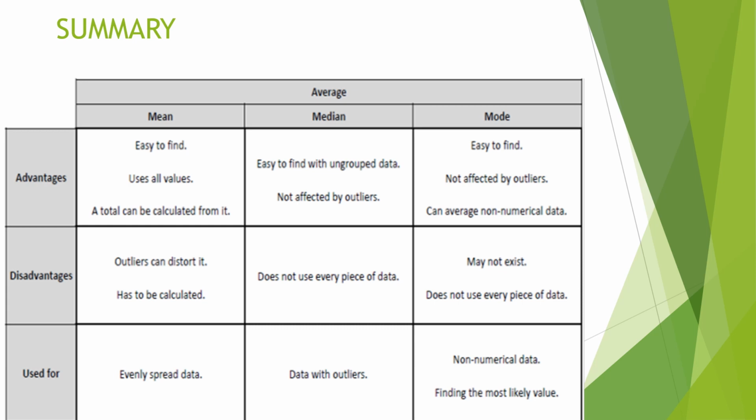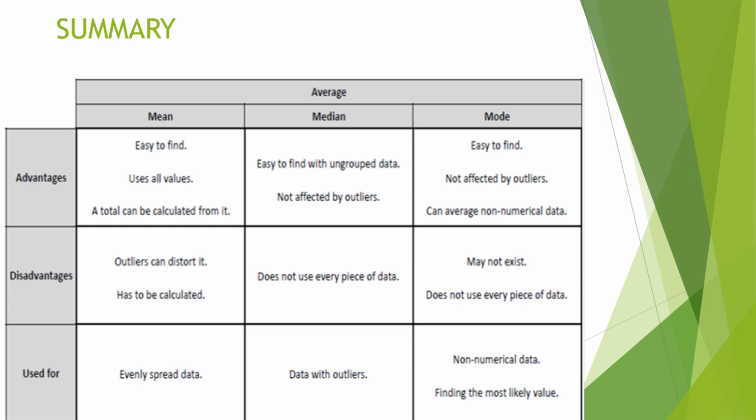Next, now summarize the whole averages, their advantages, disadvantages and uses. So first, the advantages of mean are that it is easy to find, uses all values, and the total can be calculated from it. And the advantages of median are that it is easy to find with ungrouped data and not affected by outliers.